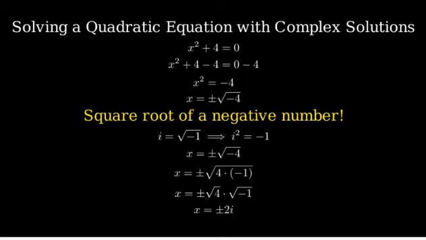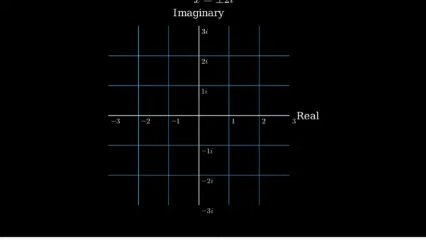Let's visualize what these solutions mean on the complex plane. The complex plane has a real axis and an imaginary axis. Our solutions are at +2i and -2i on the imaginary axis.